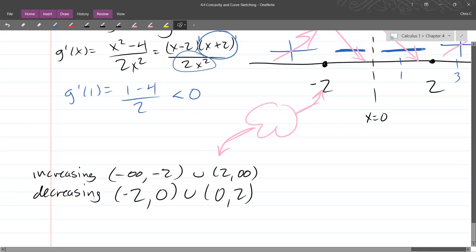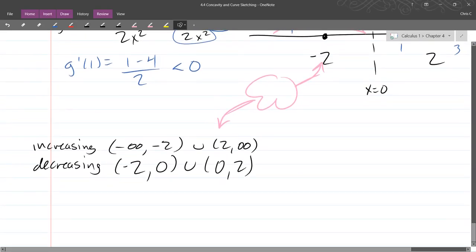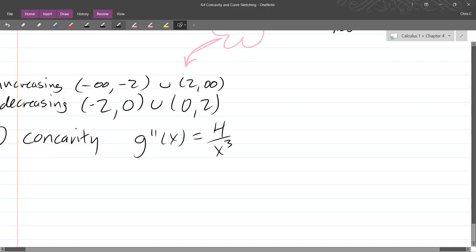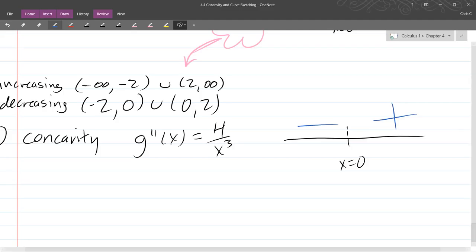And now we're going to do the same thing for g double prime, which is step 6. This is 4 over x cubed. We know exactly the only place that this has anything happening, which is x equals 0, there's a vertical asymptote. Other than that, it's pretty boring. So without doing much work, if x is negative, the whole thing's negative. If x is positive, the whole thing's positive. So that sign graph's pretty easy to write. Don't need to go into more detail. Just pick negative 1, positive 1, you're good to go.